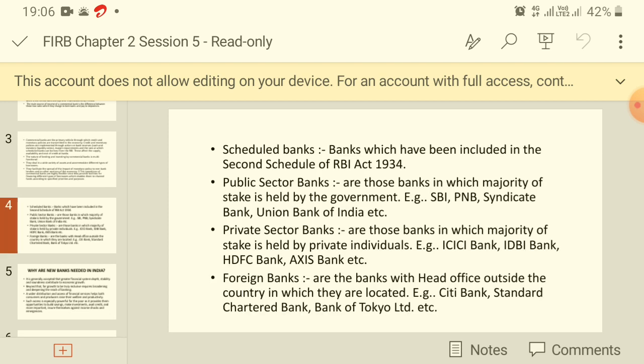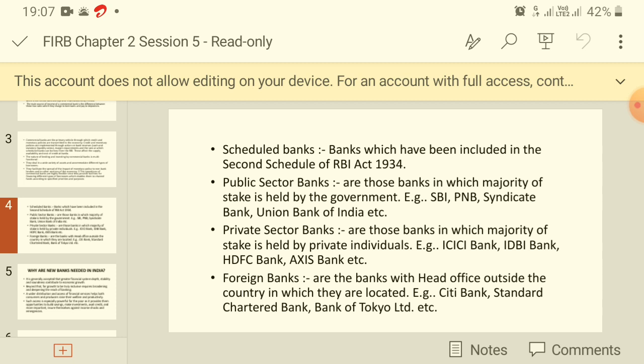Scheduled banks are the banks which have been included in the second schedule of the RBI Act 1934. Public sector banks are those banks in which the majority of stake is held by the government. For example, SBI, Punjab National Bank, Syndicate Bank, Union Bank of India, and so on.